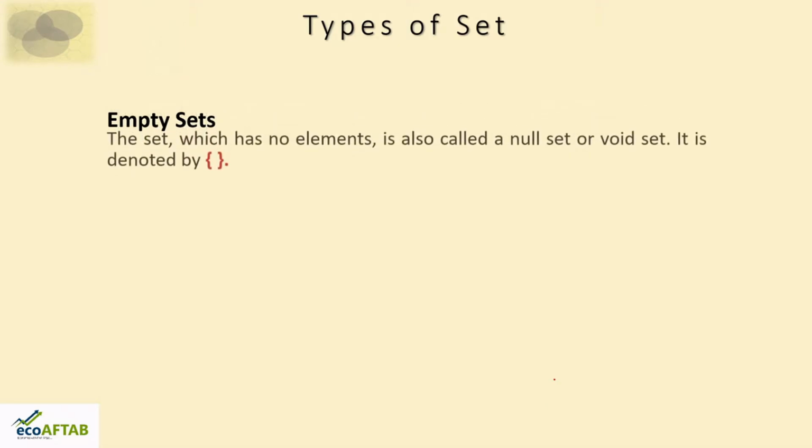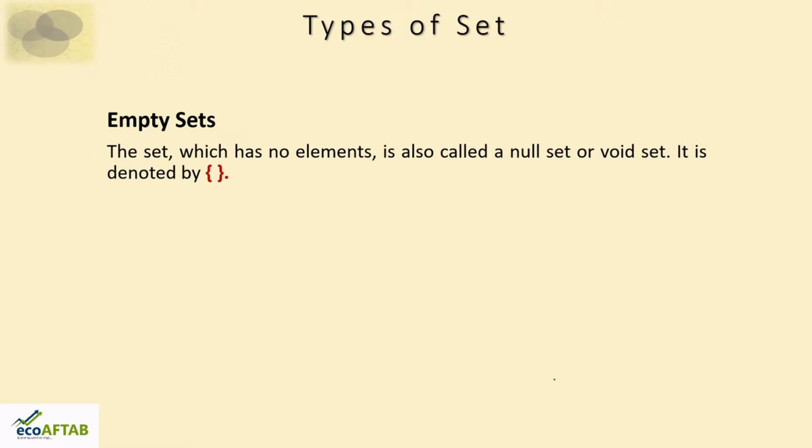Now let us see the different types of sets. Empty set. The name itself tells us what it means. An empty set is a set where we have no elements. The set which has no elements is called a null set or void set. It is denoted by curly brackets without anything in between the brackets. The bracket nil, that is what is called an empty set.